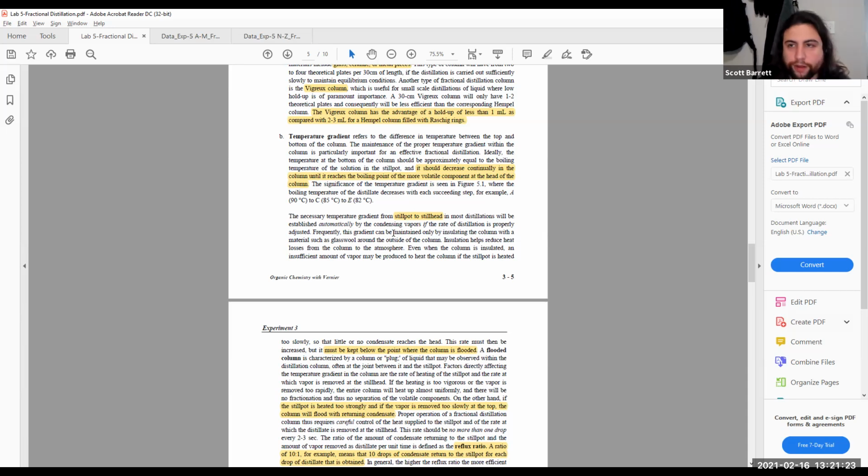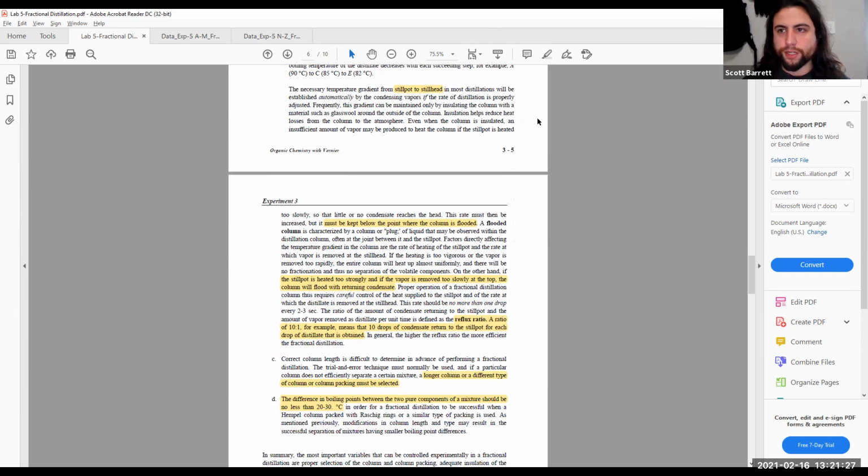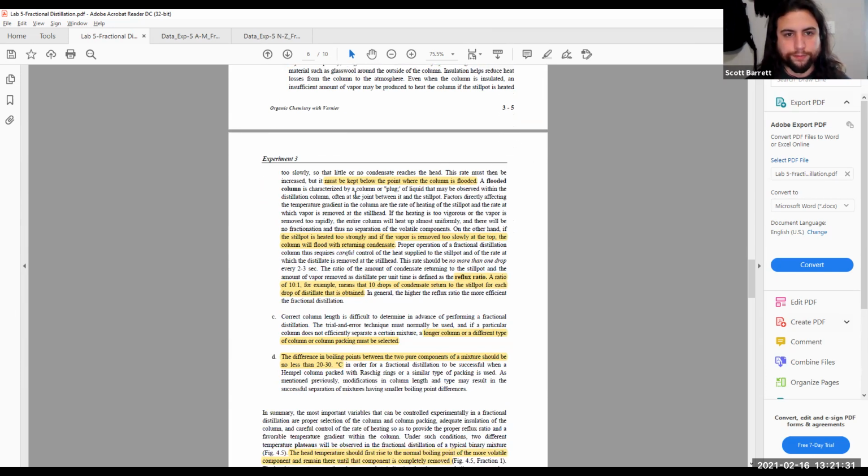And then we go back forward into the glass wool and other substances used in order to separate and create a larger surface area. The rate must be then increased, but it must be kept below the point where the column is flooded. And the flooded column, like I was saying, is a column or plug of liquid that may be observed within the distillation column, often at the joint between it and the still pot. And I'll show you an image of that going forward.